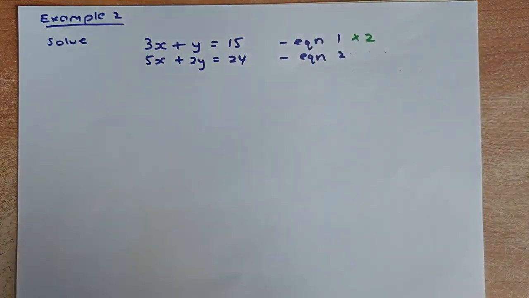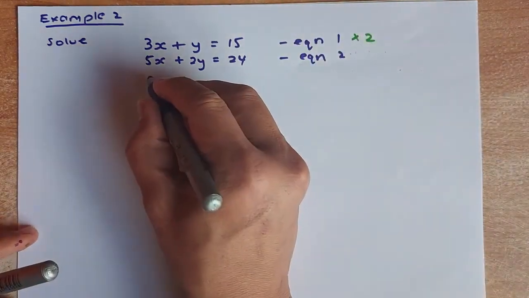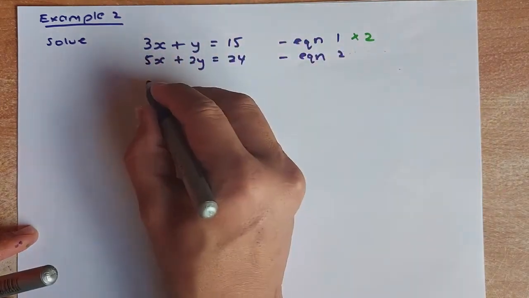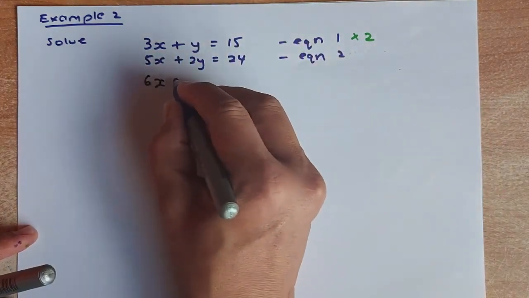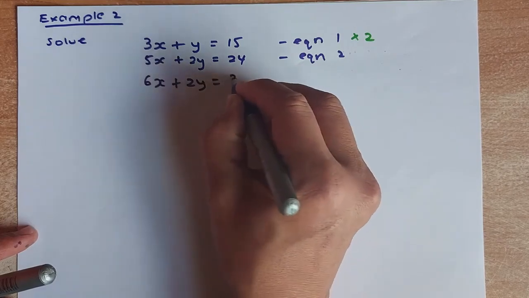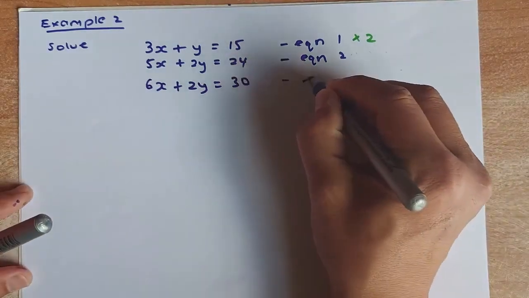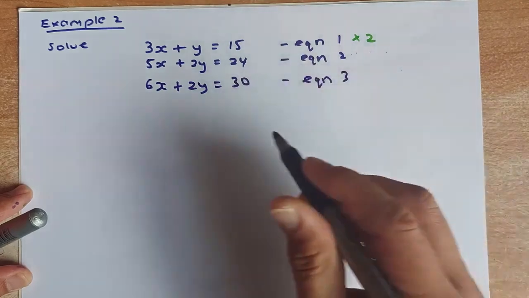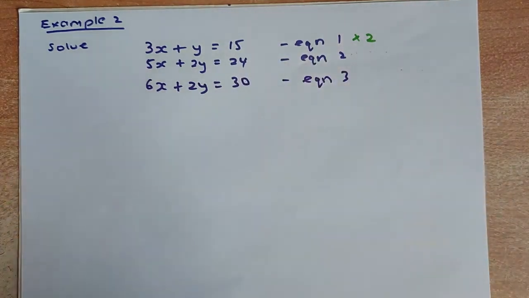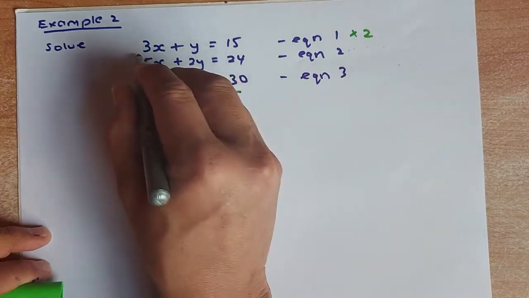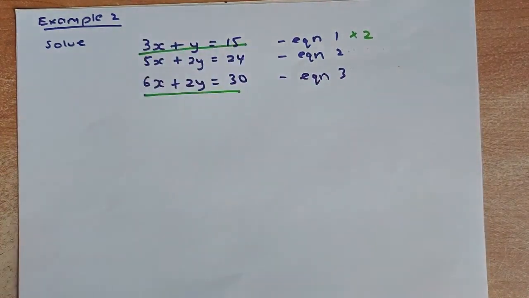becomes, equation 1 now becomes 3x times 2 is going to be 6x plus 2y equals 30. And then we are now going to simplify the second. Now we call it equation 3. Now we are going to add or subtract equations 2 and 3. So now the coefficient of y is the same.